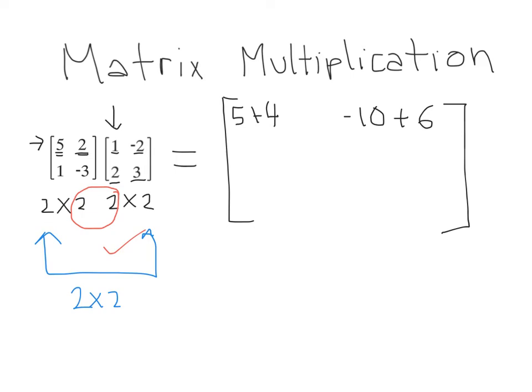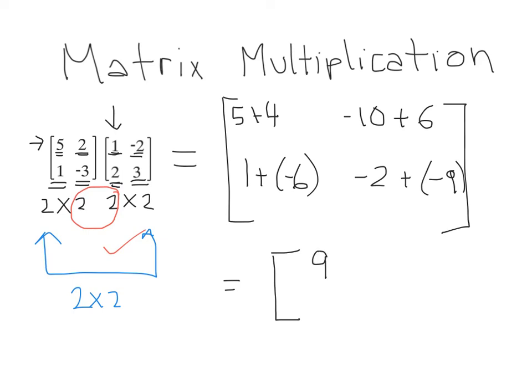Then let's move on to our second row. So across and down, first entry in the row with first entry in the first column, 1 times 1 is 1. Then second entry in the row, second entry in the column. Minus 3 times 2 is minus 6. Then we'll do same row with the last column. So 1 times minus 2 is minus 2. And minus 3 times 3 is negative 9. So that leaves us with a matrix that looks like 9, minus 4, minus 5, and minus 2 plus minus 9 is negative 11.